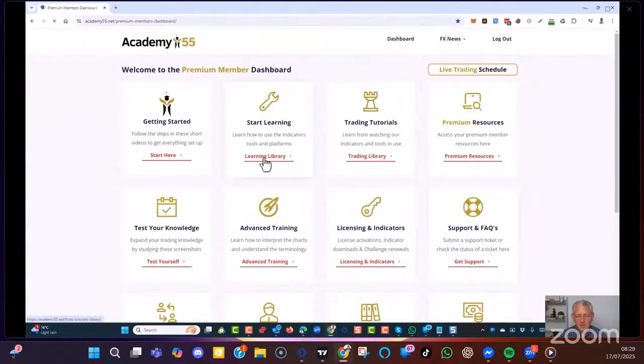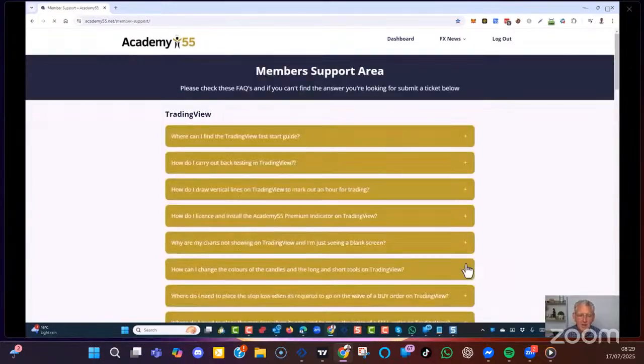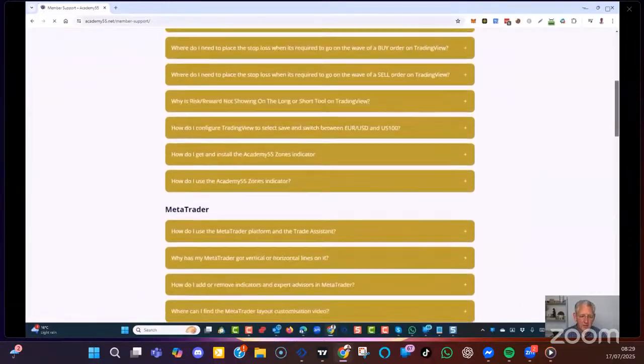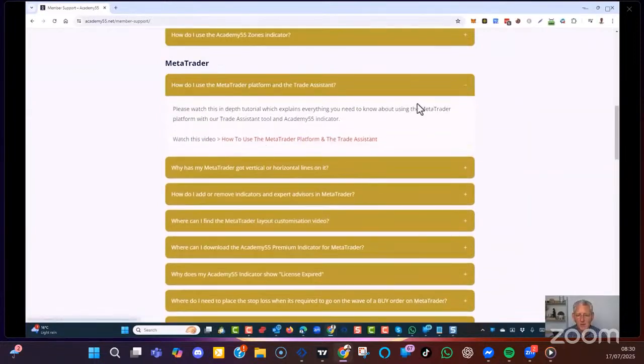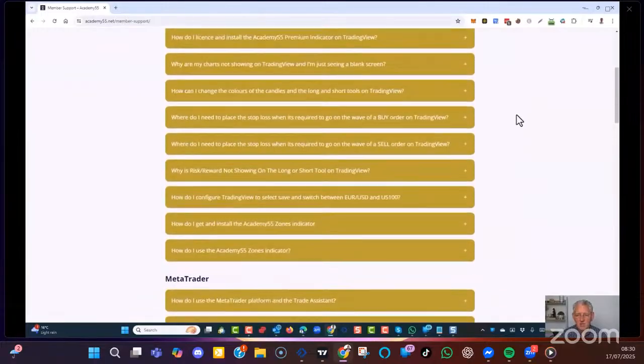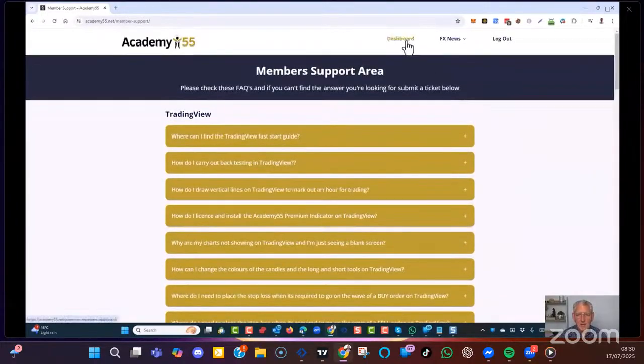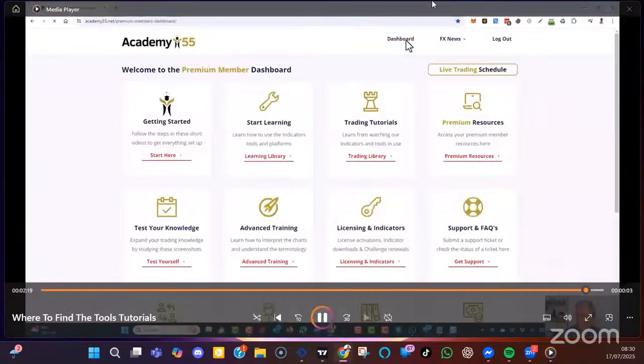Now, one more thing just to mention here. If you're looking for anything in particular, if you come down to the support name of FAQs, click on Get Support, and in this area you'll find a detailed FAQ section. For example, if you're looking for an answer to a question about MetaTrader, have a look through these, and once you click through you'll find direct links to videos that give you answers to most of the questions that we get asked on a regular basis. So hopefully you found this useful, and back to your further training.